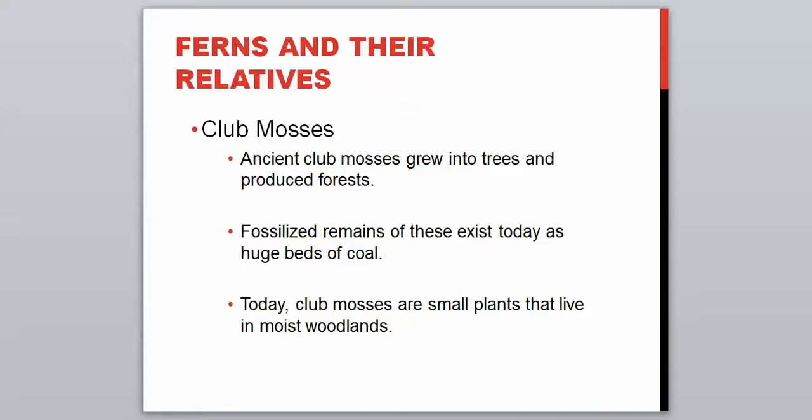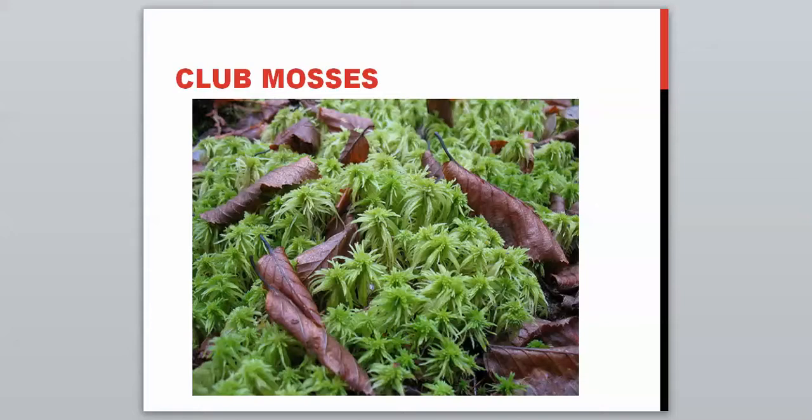And today they are small plants that live in moist woodlands. So they've kind of changed over time. Evolutionarily speaking, they didn't really succeed in terms of growing large, so now they are smaller, and this is what they're going to look like right there. Kind of just a little average, almost like a little looking weed that we have there, but that's what your club mosses are going to look like.